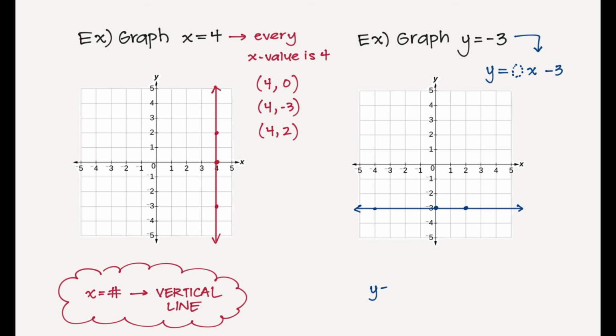So I'd like to wrap up by giving you another key. If you have y is equal to a number, this is a hint that you are going to be drawing a horizontal line passing through that number on the y-axis.